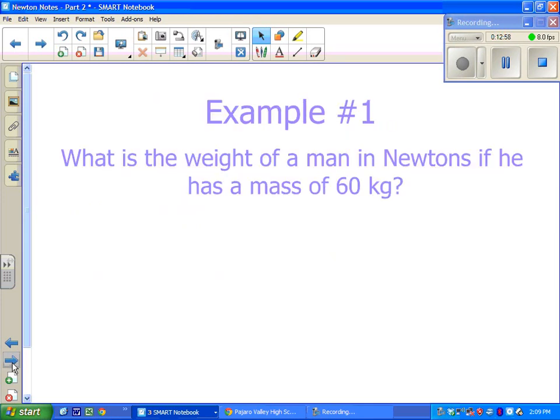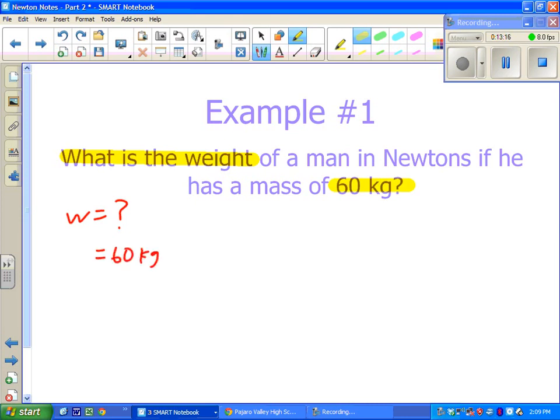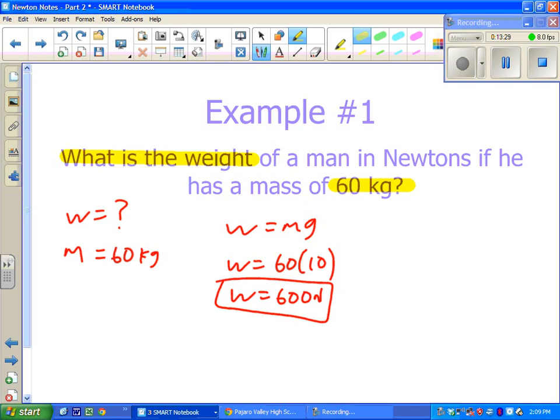All right, let's do a quick example. We're actually going to do 2 of them. For this first one, we're trying to find the weight. So I have: what is the weight? That's a question mark. I have 60 kilograms. We just said kilograms is a mass. So weight equals mg. It equals 60 times 10, which is 600 newtons. Easy, easy, very easy. These problems are not going to get any easier all year.